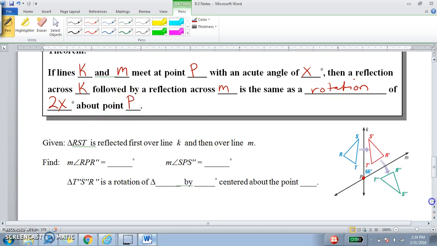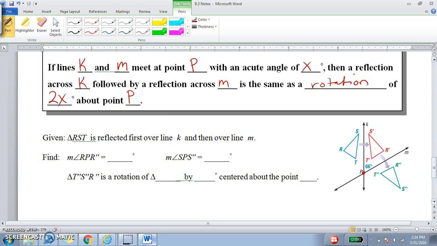Okay, so again, using this diagram, if triangle RST is reflected over line K and then line M, so we can see that here this blue shape is turning into this red shape, which then turns into this green shape. Blue flips over K to turn into red, red flips over M to turn into green. So if that happens, then that's the same as if we just took the blue shape and rotated it around P, and it would turn into the green shape.